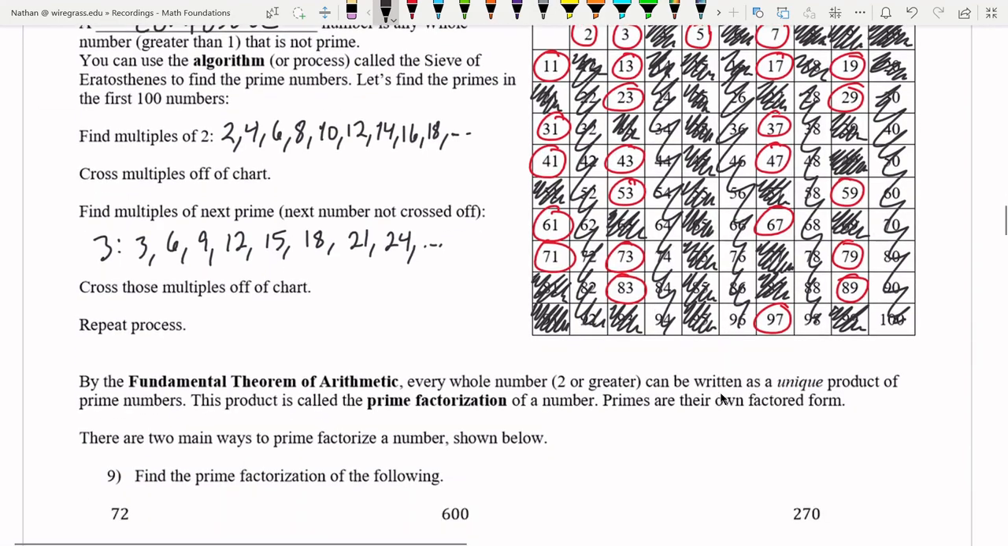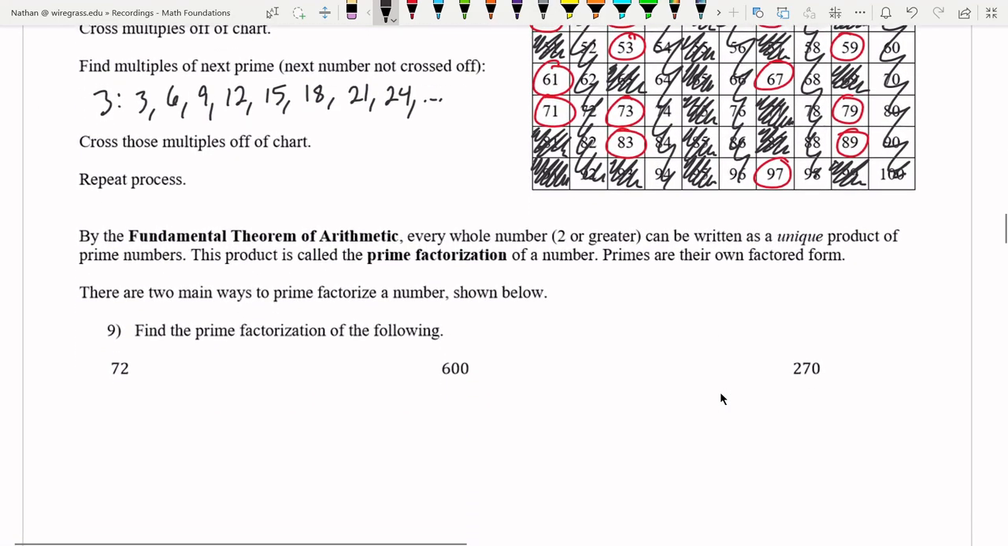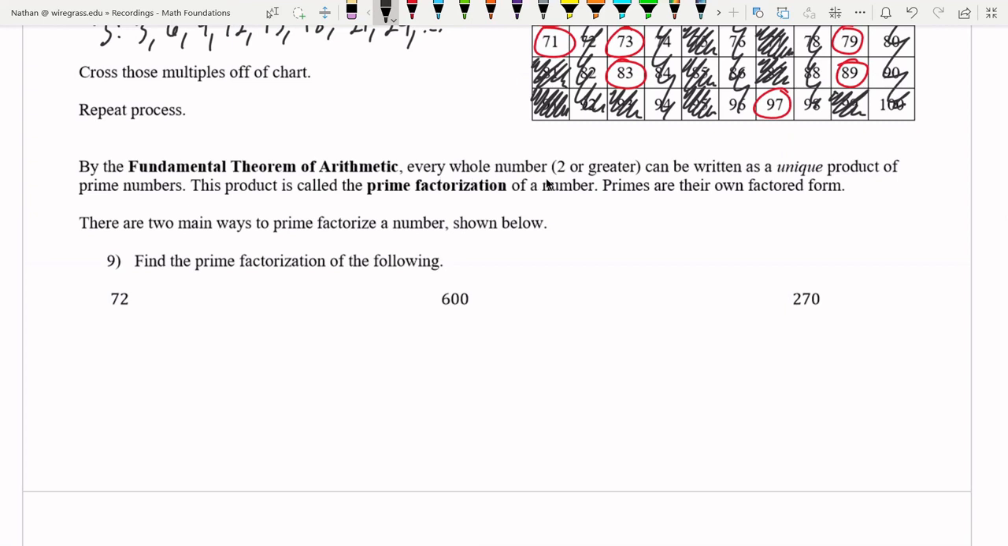Now, by the fundamental theorem of arithmetic, every whole number that's 2 or greater can be written as a unique, and I want to emphasize this word, unique, product of prime numbers. This is called the prime factorization. So primes, of course, are their own factored form because a prime number times 1 is the number itself. It doesn't need to be written any other way.